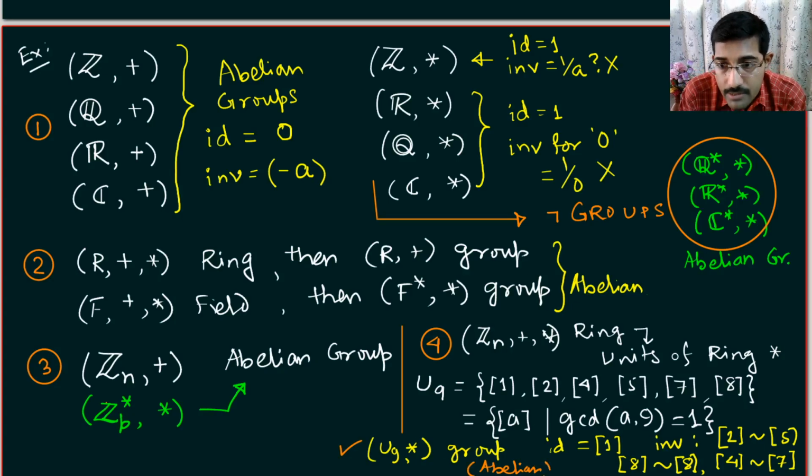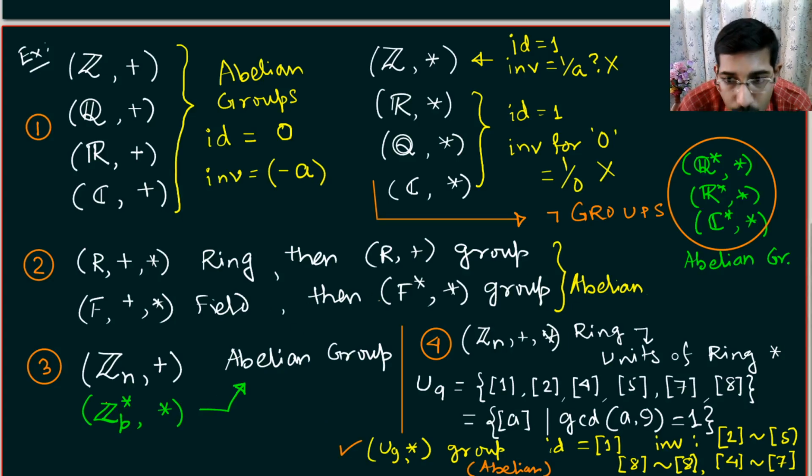So these are some of the examples that we can do. The set of integers, reals, and rationals with plus; non-zero reals, rationals, and complex numbers with star. If it is a ring, R plus; if it is a field, the non-zero elements of the field with star. Modulo n operations, all possible equivalence classes with plus; all possible non-zero equivalence classes modulo prime P with star. These are all.